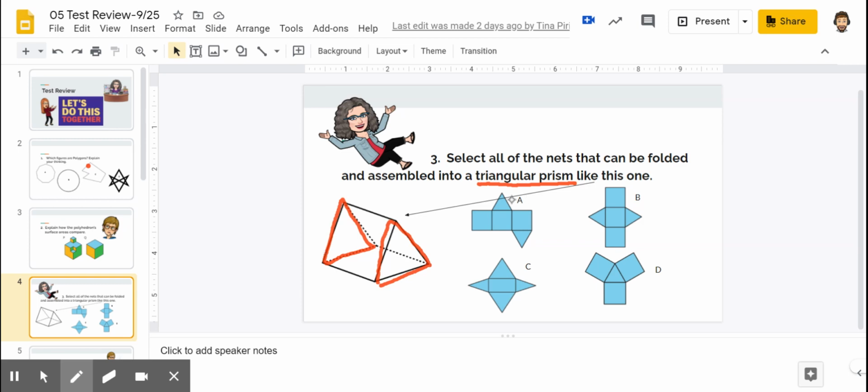In A, we do see two triangles, and we do see three rectangles. Since a triangle has three sides, there's going to be three rectangles for the other faces. They're called lateral faces. For figure B, we do see two triangles, and we do see three rectangles for the lateral faces. So B will be a triangular prism. For C, we see four triangles, not two, so C does not work. And for D, we see one triangle, not two, and so D does not work.